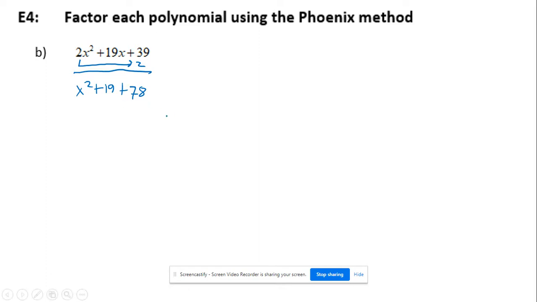Now, once I'm there, that is a problem that I know how to factor. Now, sure, it's got big numbers. I need numbers that multiply to 78 and add together to equal 19. And I'll be honest with you, I don't know the numbers that multiply to 78. I know 1 and 78.